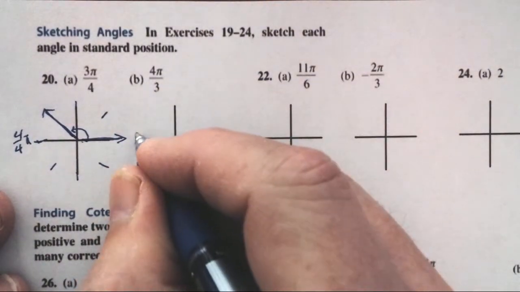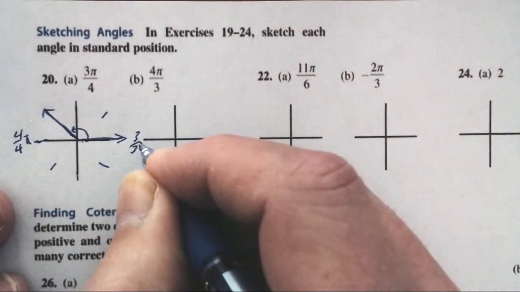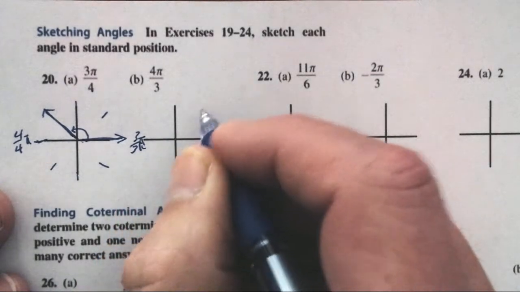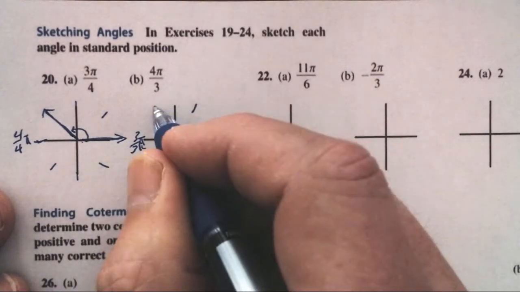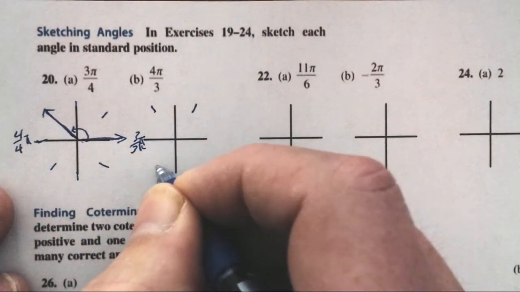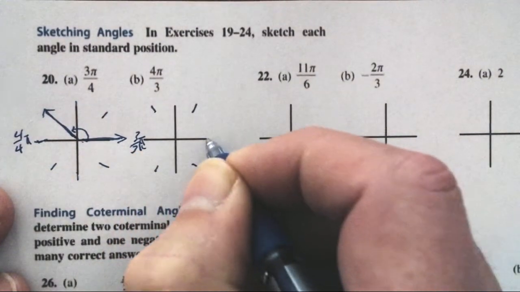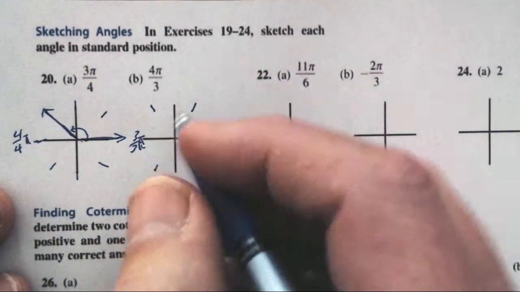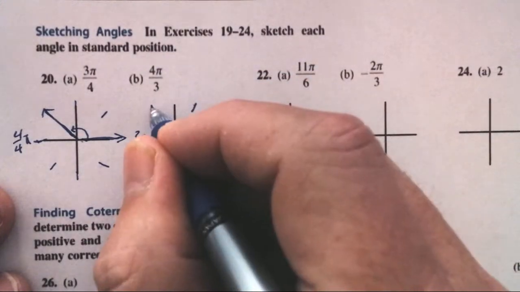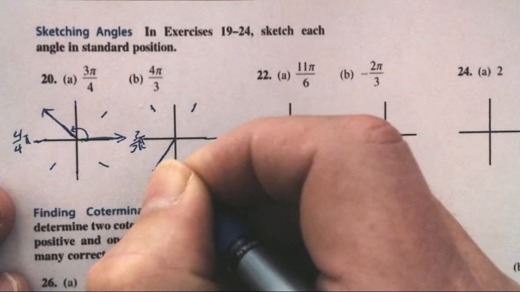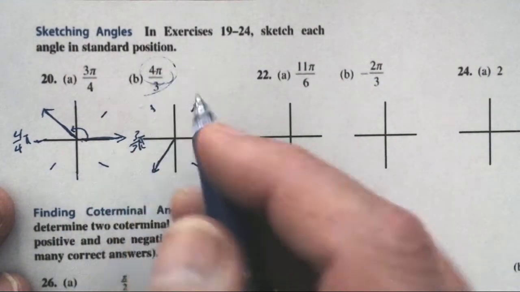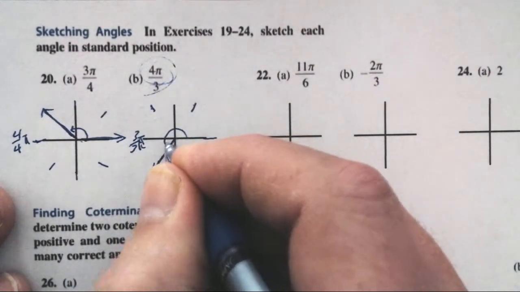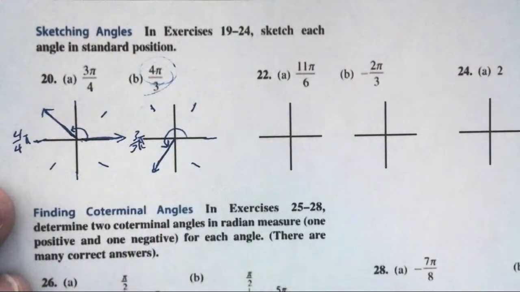4/3 pi. Well, this would be 3/3 pi over here. So about 60 degrees more, wouldn't it? 1/3, 2/3, 3/3, 4/3, 5/3, 6/3. We should get pretty good at that. 4/3 would get me to 1, 2, 3, 4/3 pi right here. Which way is the angle rotation? Well, it's positive, so we're talking about that angle.